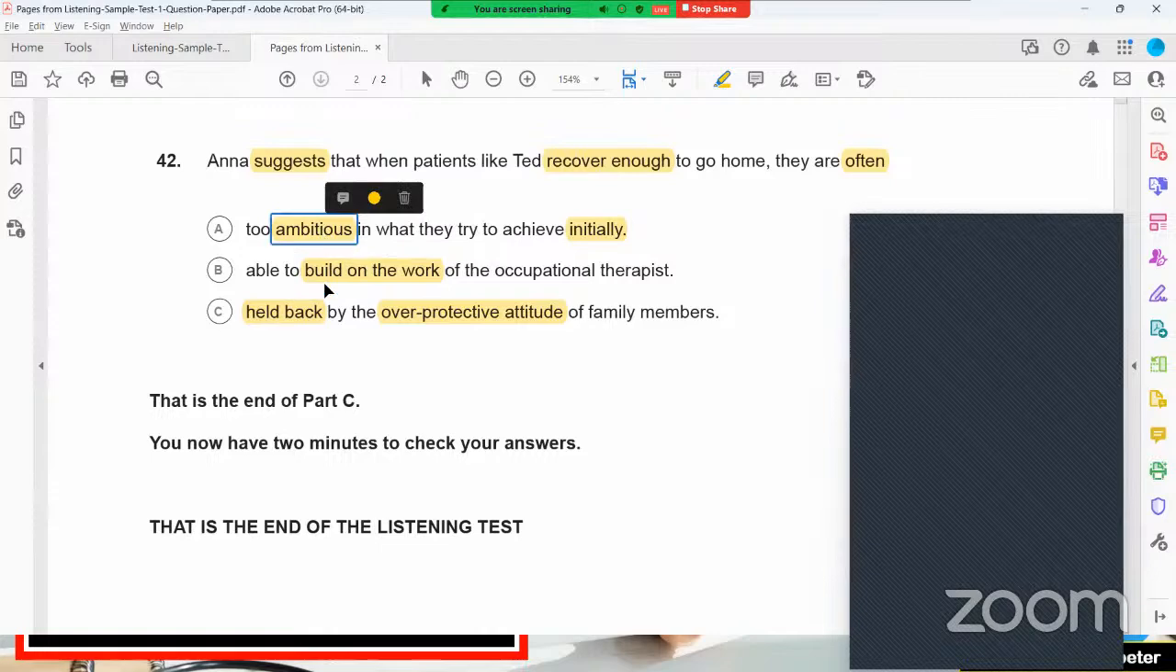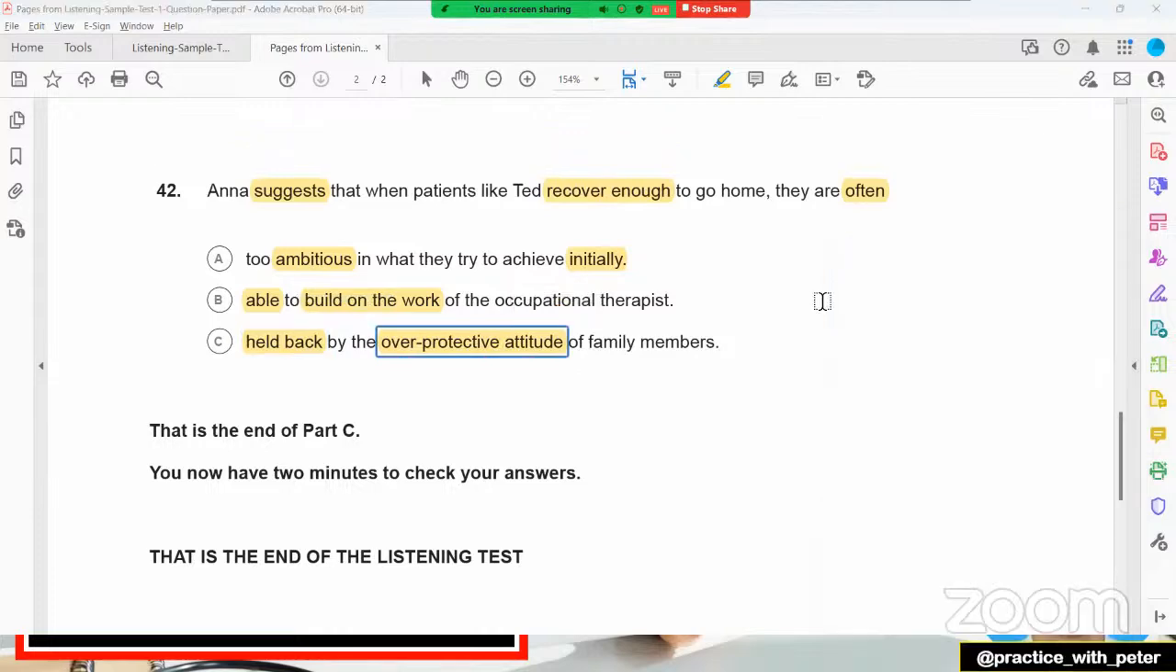Be able to build. This is mental condition, able to build on the work. This is physical condition. Okay. This is more than 100%. This is less than 100%. This is more than 100%. This is 100%. This is less than 100. Able means possible. Ambitious means more than possible. Too ambitious. Expecting more. 100% okay. This is less, not okay. Held back, pulled back. So these are the ways how you can analyze.